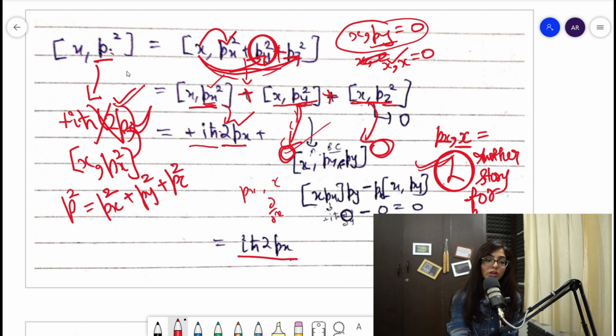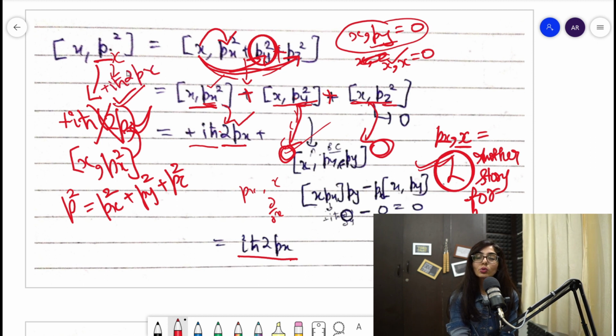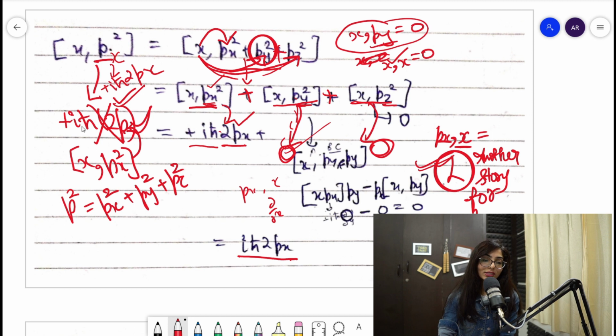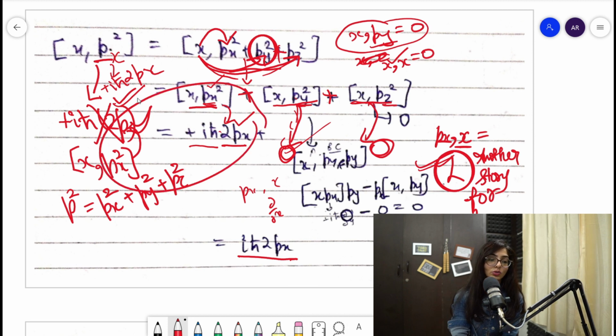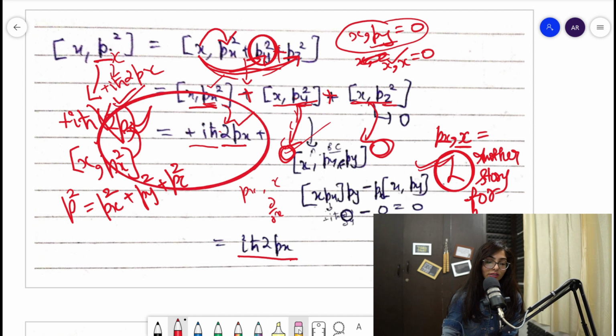Suppose you would have thought it like this with px also, then your answer is also plus ih cut 2px. But this can't be true in every case. Clear? So always do it the proper way, and in that case you will never be trapped. So that's it for this one, guys. I hope everything is clear to you.